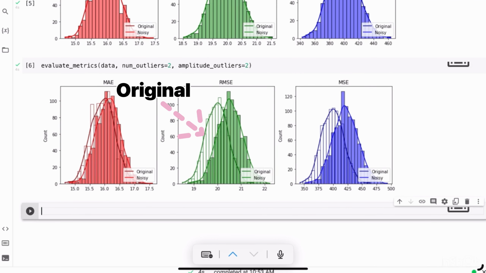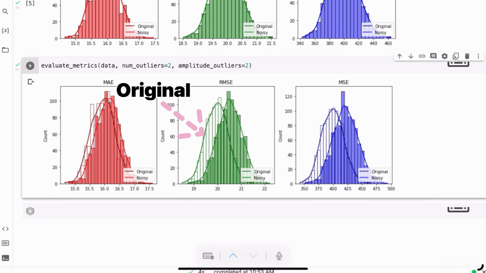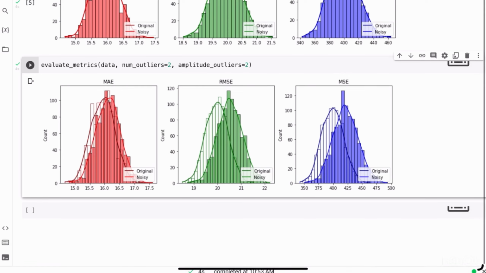The transparent ones, the white ones, are the original distribution, whereas the red and green solid colors are the shifted noisy distributions. Remember, we took 1000 samples. Out of 1000 samples, I gave only 2 outliers. So even for 2 outliers, RMSE and MSE have shifted so much, whereas the MAE value is not very much shifted from the original distribution. This is only for 2 outliers.